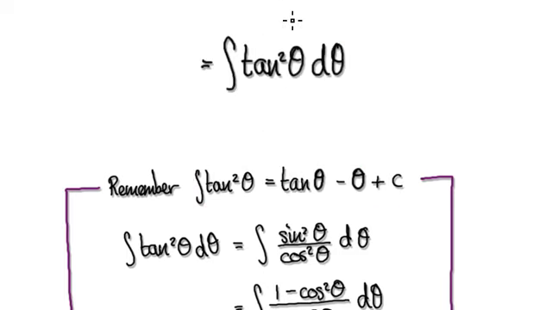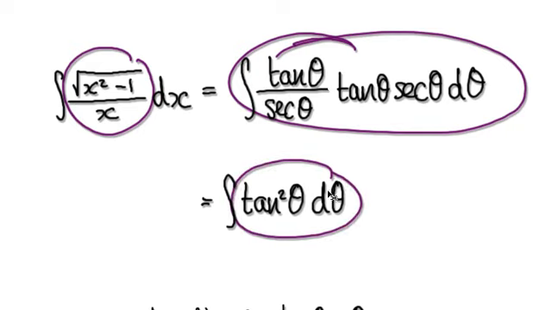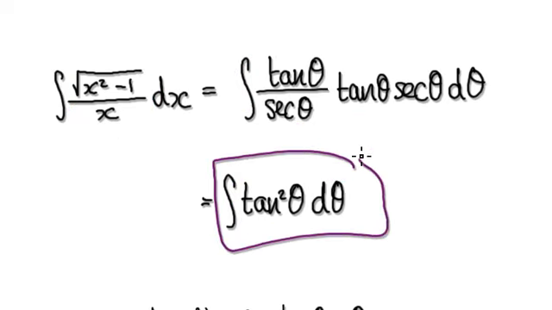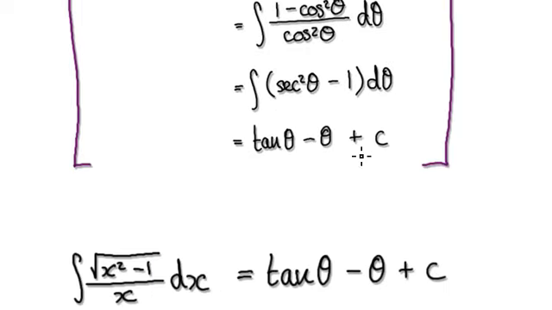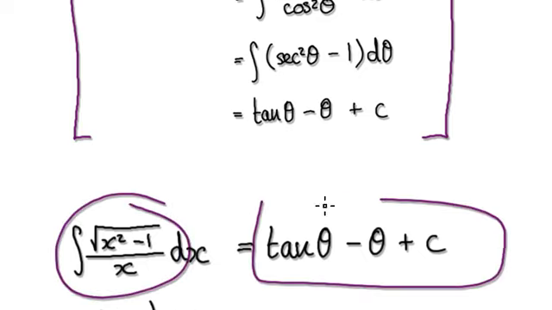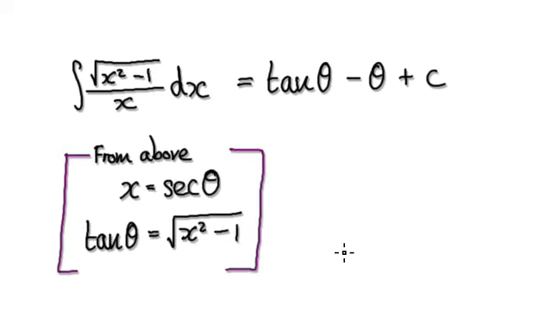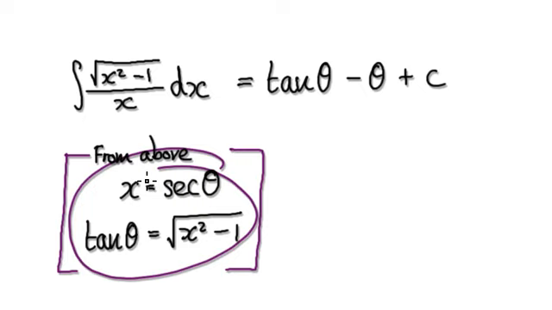So now going back here, we were trying to integrate this. Substitute everything into there, and it will give you this. Now it's just a matter of integrating tan squared of theta, which will give you this. So the integral of this is given by this, but we're not done yet, because we want the answer in terms of x. We don't want it in terms of theta. So from above, right from the start, we said let x equals secant of theta, and let tan theta equal this thing here.